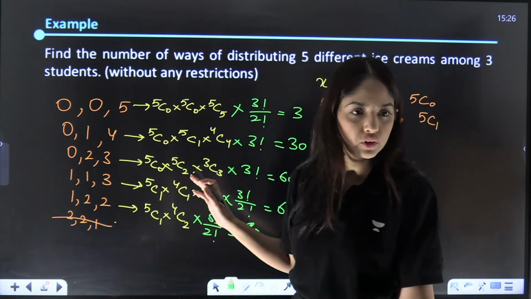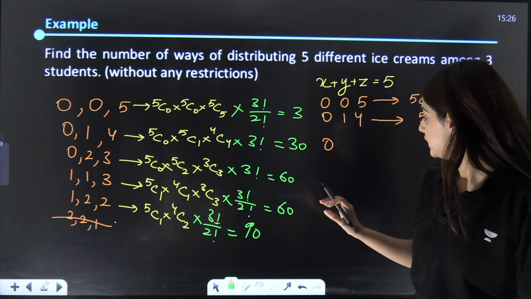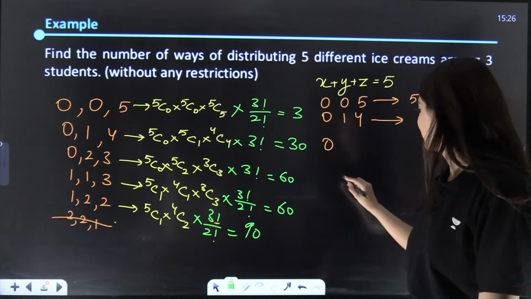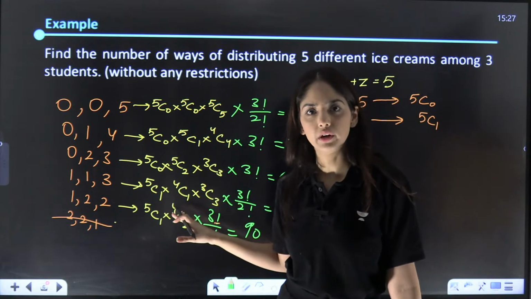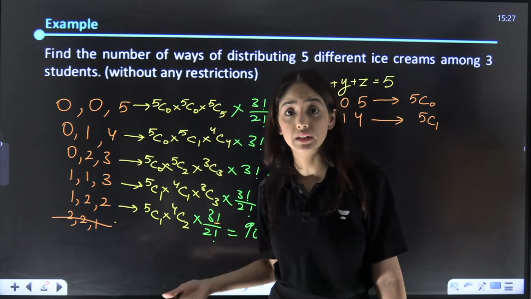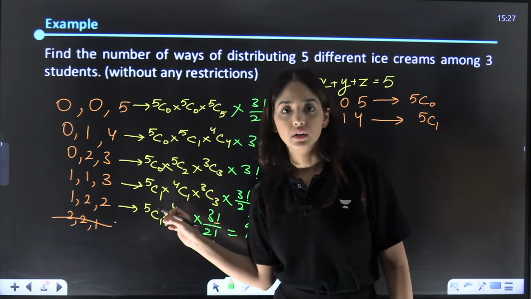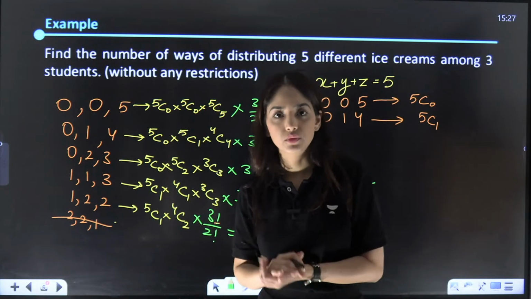So it's 243, what are you getting? Okay. 243, yes. So the answer is 243. But the method is more important, how we are actually making sure that we're counting all the possible cases in an order. We're not going to do this randomly, okay? So that is the most important thing.